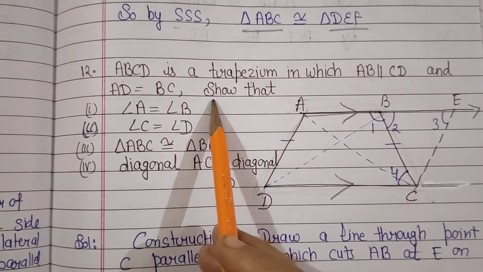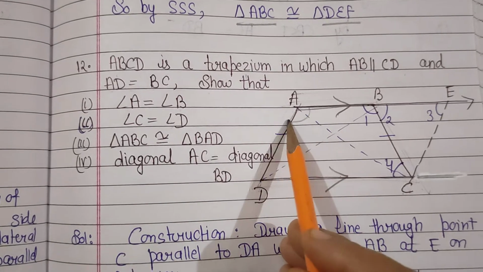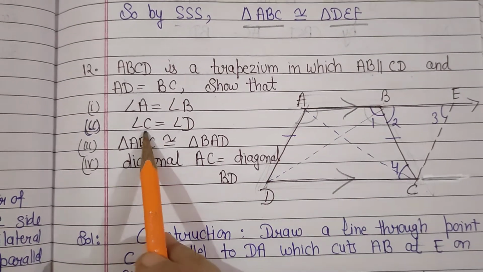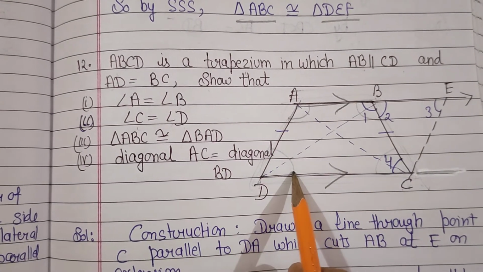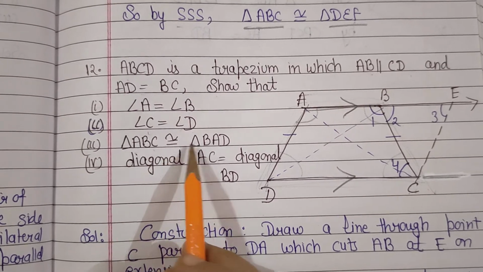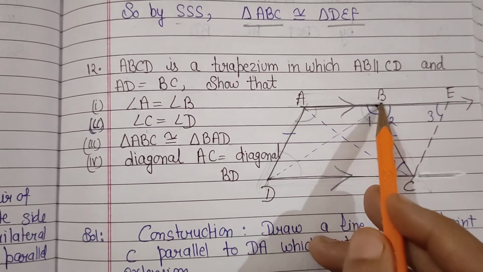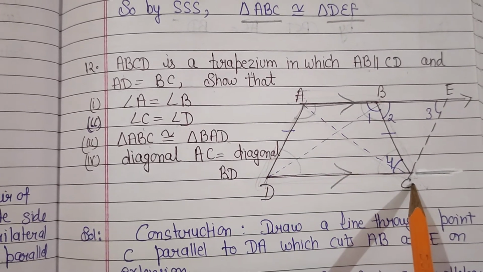And we have to show that angle A is equal to angle B. This angle A is equal to angle B. Angle C is equal to angle D. This angle C is equal to angle D. And triangle ABC is congruent with triangle BAD. This triangle ABC, it means we have to join the diagonal.